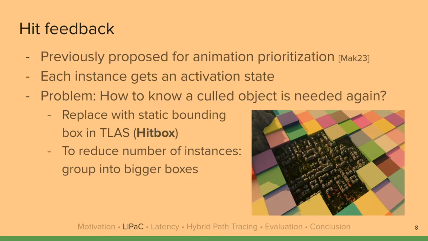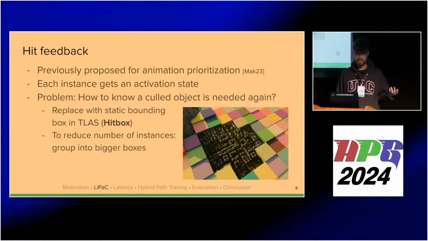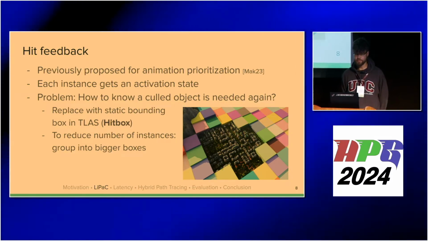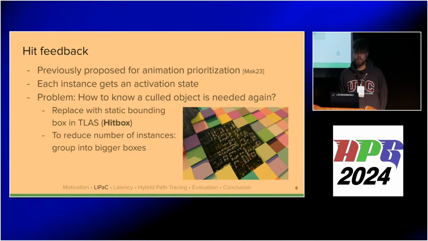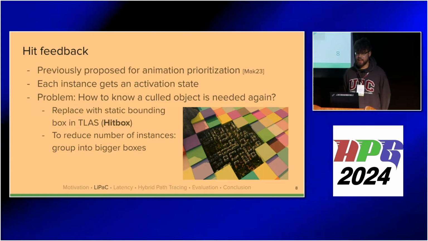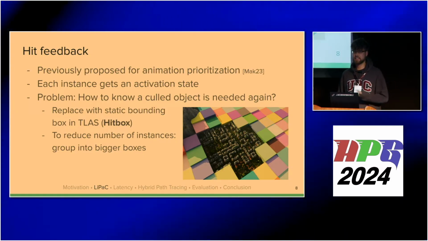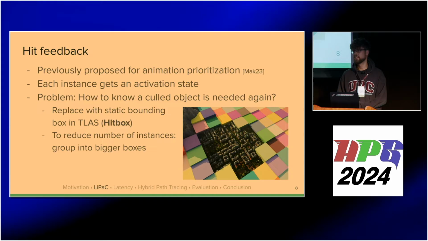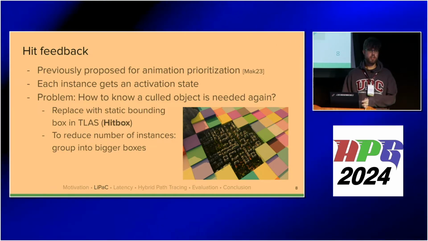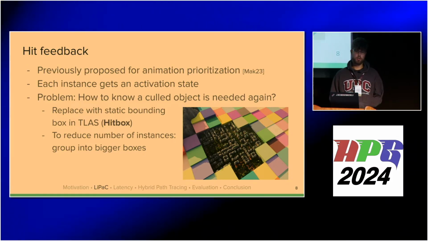This idea is often called hit feedback, and it has been proposed before, but just for some very specific purpose, namely the prioritization of BLAS rebuilds. We instead want to employ a general culling strategy on top of it. To do so, we associate a culling state with each instance in the scene, and the state is decided based on the number of light paths that this object encountered during tracing. And the state then decides in the future whether this instance should be culled from ray tracing or not.